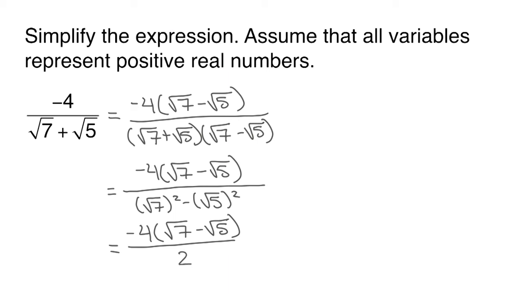Now we can divide out the common factor. If we divide out a 2 from the numerator, we are left with a -2. And if we divide out a 2 from the denominator, we are just left with 1 in the denominator. And thus, this expression simplifies to -2 times the quantity the square root of 7 minus the square root of 5.